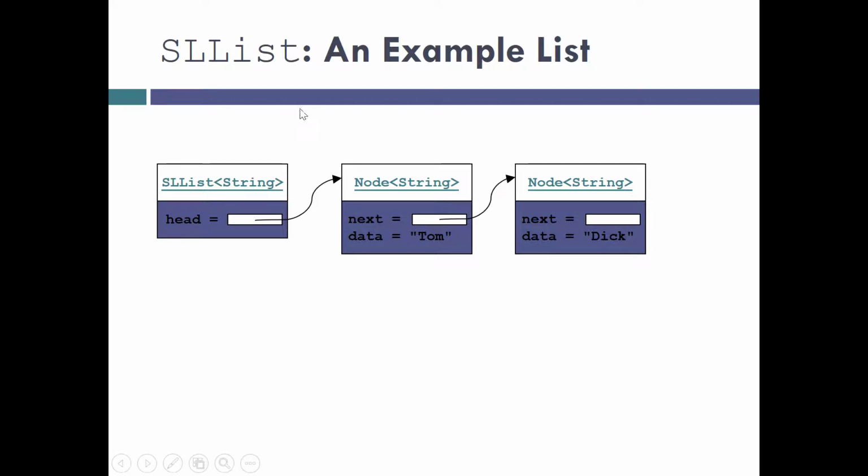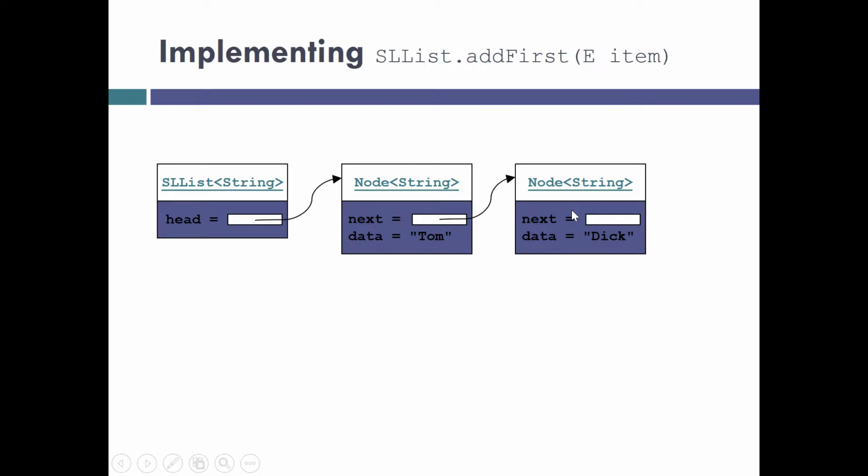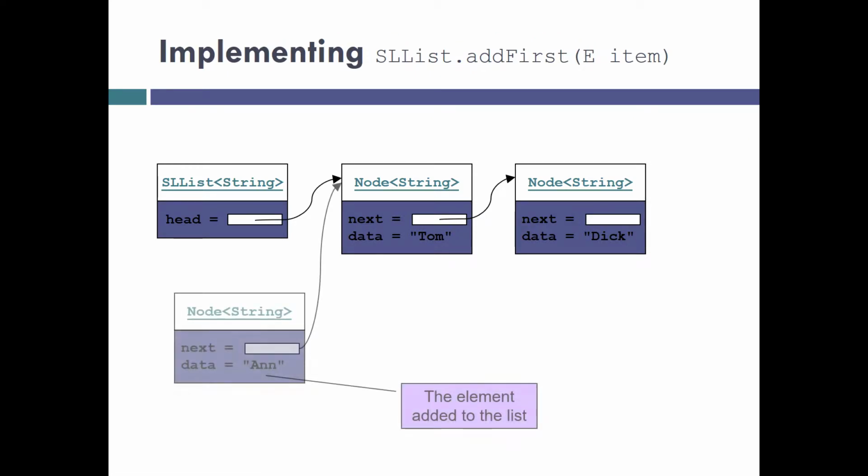We've got a singly linked list that takes in a node, and that's composed of basically singly linked list. Its head points to this first node, Tom, and then the second node, Dick. Say we want to add Anne to the list, and we want her to be the first item in the list. What we do in this case is set it up so that Anne points to the first item in the list, and then we update the head of the list to be Anne.